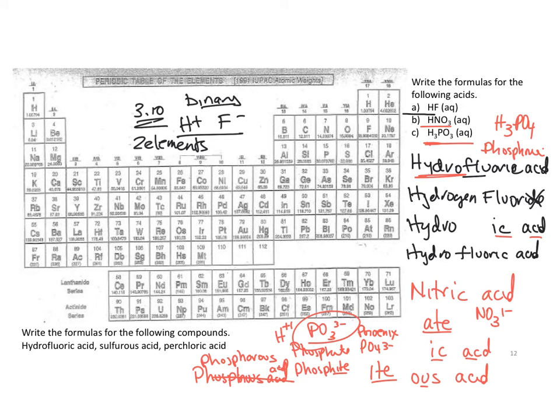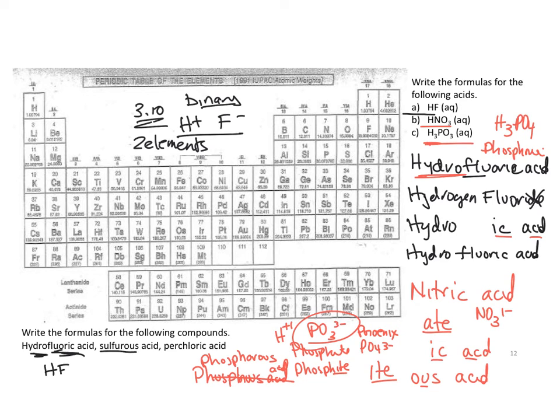Okay, write the following formulas. So you have to go back and forth, right? So this is hydrofluoric acid. We just did that one. Whenever you see hydro, you can know that it's going to be 2 elements, and the fluoride comes from the periodic table.